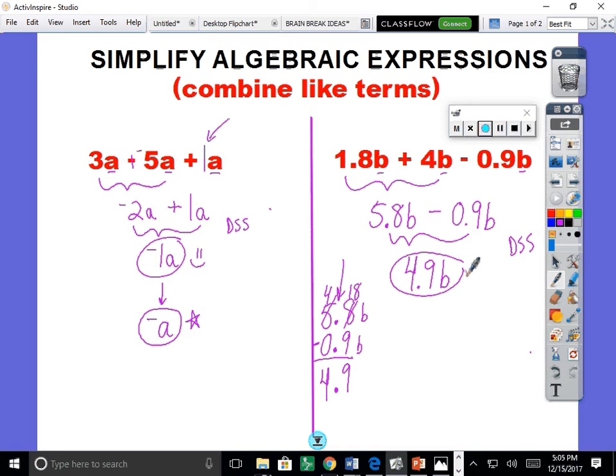And notice sometimes I will end up with a negative result. If I had taken away more than I had started with, I could have a negative answer here, like in the last one. Well, in this case, the farther number was positive, so I'm good to go.